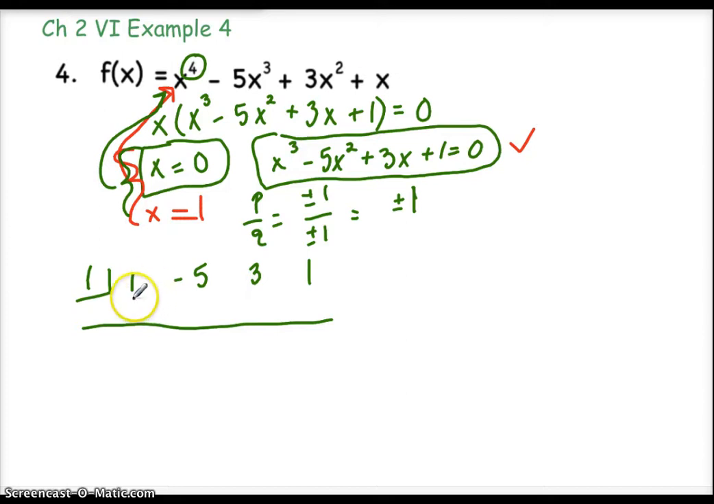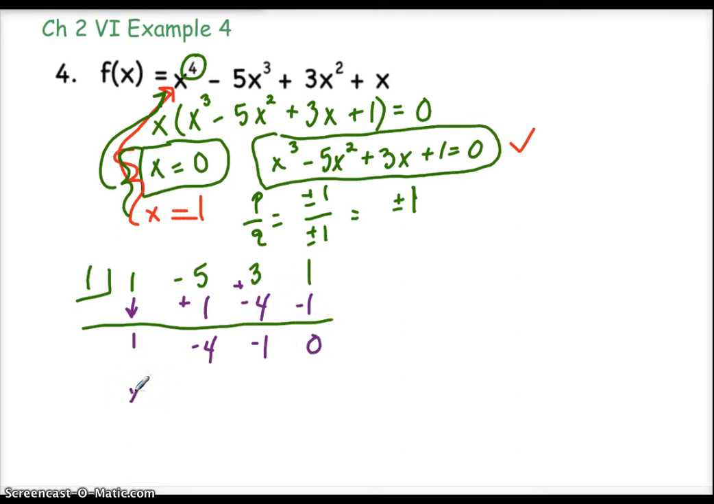We'll begin by bringing down the 1, and the product, 1 times 1 is 1. The sum, -5 plus 1 is -4. The product of -4 times 1 is -4. The sum of 3 plus -4 is -1. And the product of -1 times 1 is -1, and I have a sum of 0.